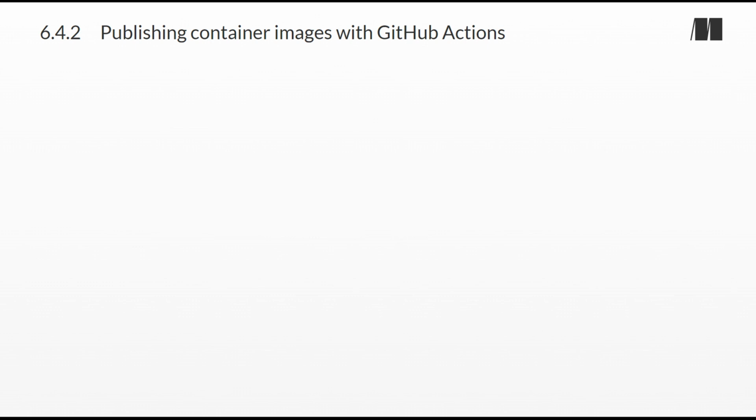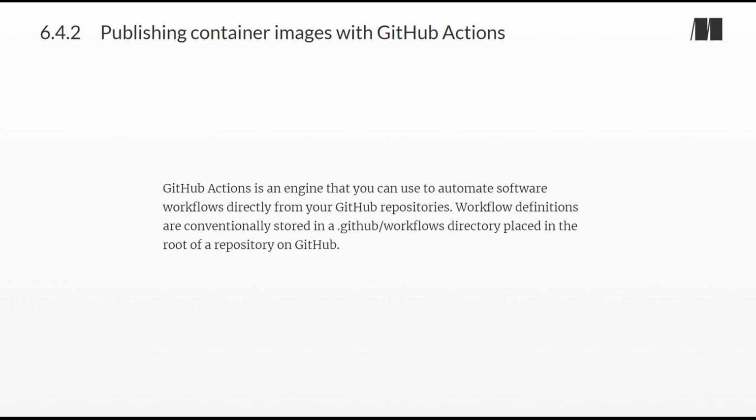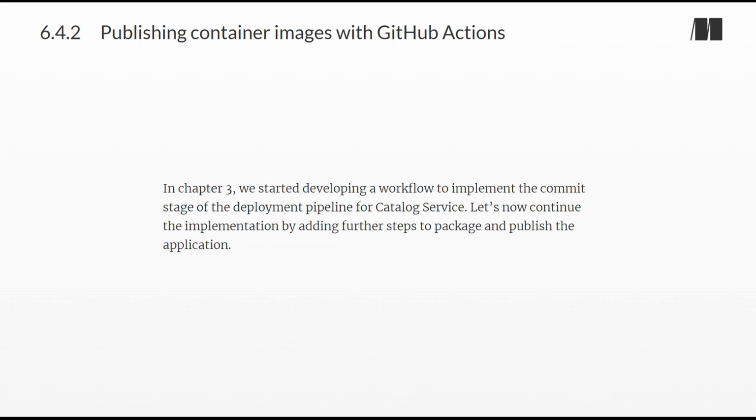pipeline. Section 6.4.2, Publishing Container Images with GitHub Actions. GitHub Actions is an engine that you can use to automate software workflows directly from your GitHub repositories. Workflow definitions are conventionally stored in a GitHub workflows directory placed in the root of a repository on GitHub. In Chapter 3, we started developing a workflow to implement the commit stage of the deployment pipeline for Catalog Service. Let's now continue the implementation by adding further steps to package and publish the application.